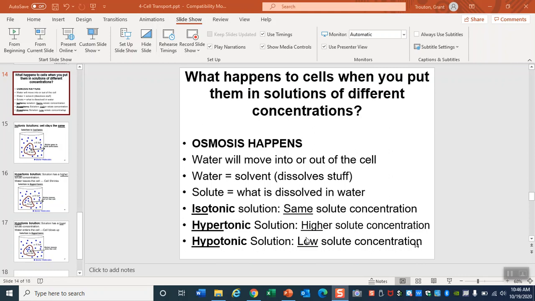This is your second set of notes for cell transport and the final set of notes for this unit. You've made it. Here we go.